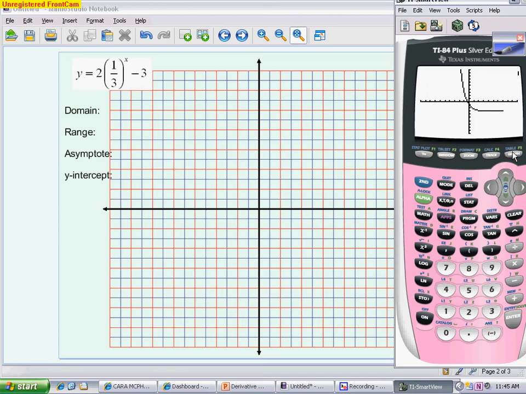This one, if you're asked to define which one it is, this is an exponential decay graph because you're having a sharp decrease. Your graph is actually dropping. My domain is still all real numbers. I'm going to start with the asymptote again. So my domain is all real numbers.